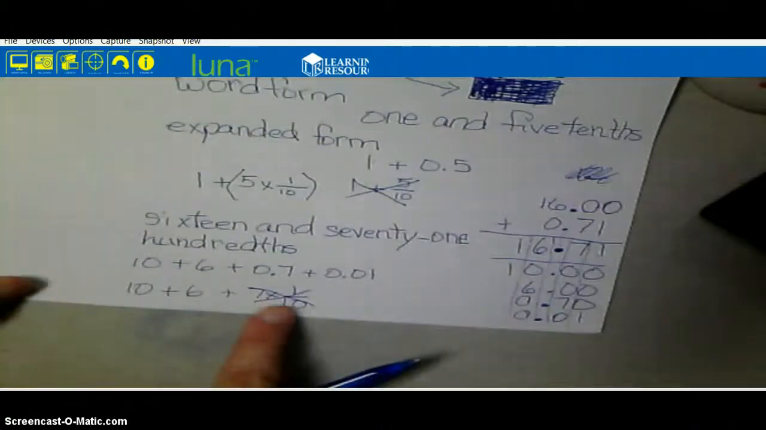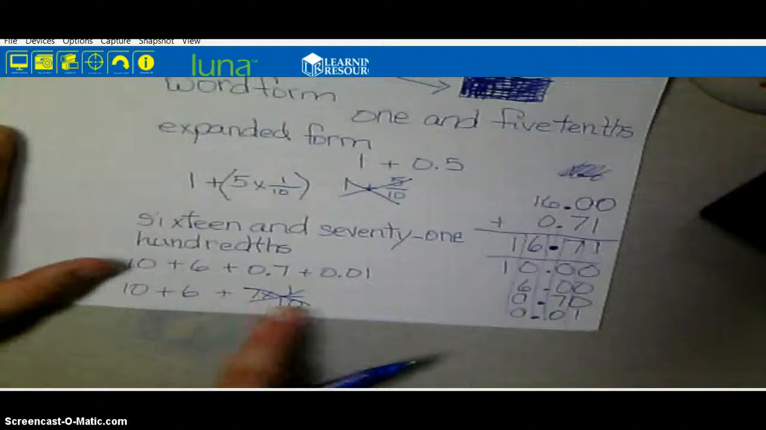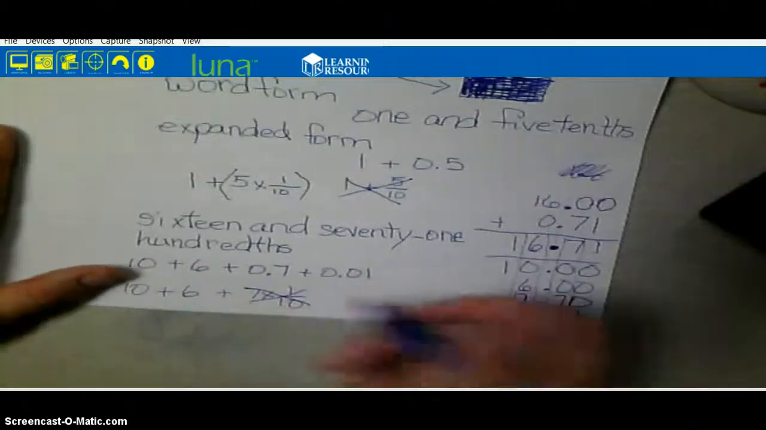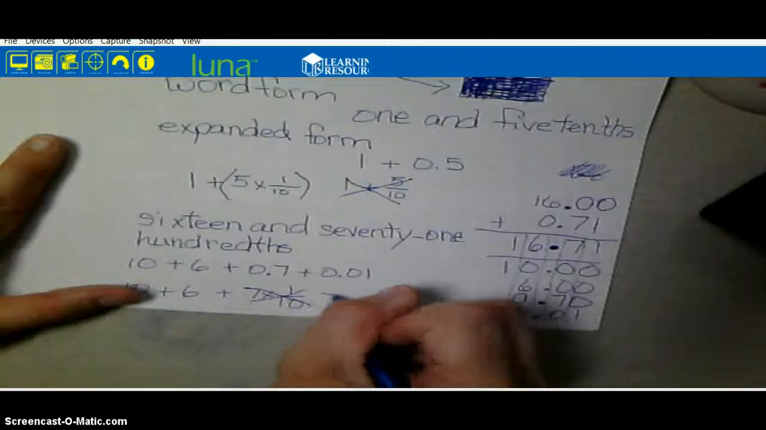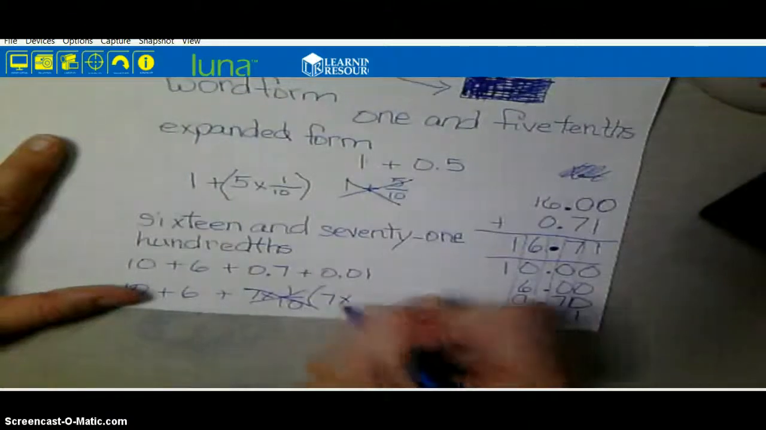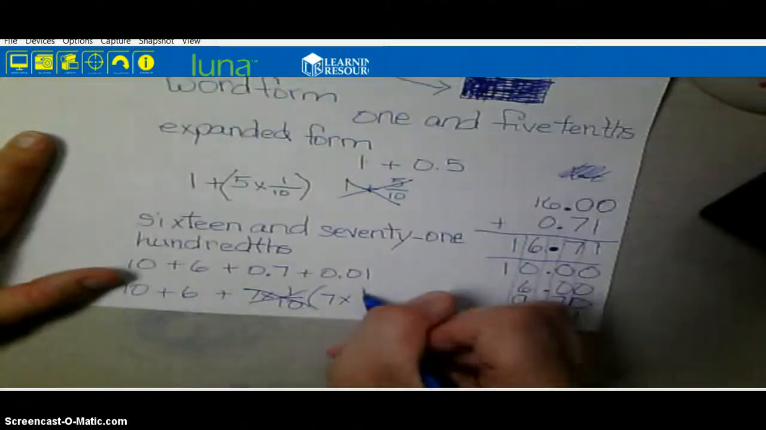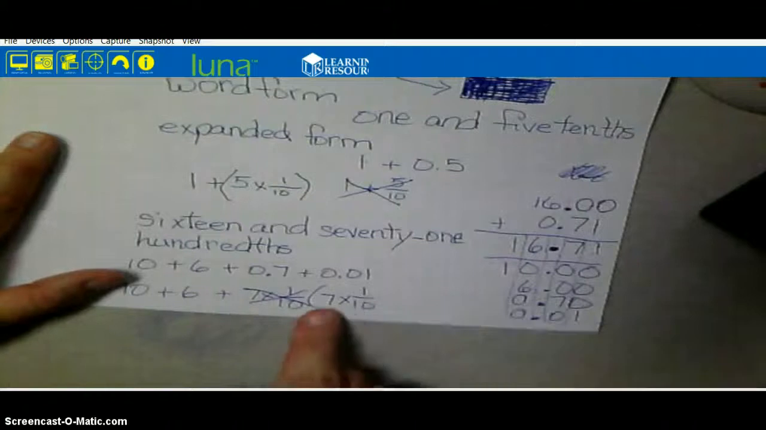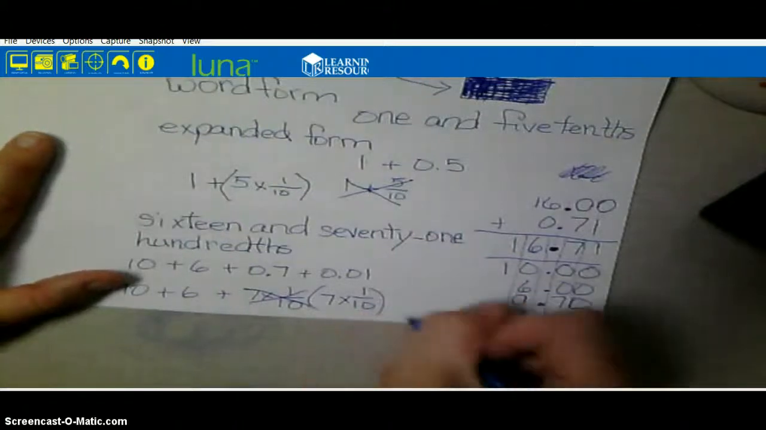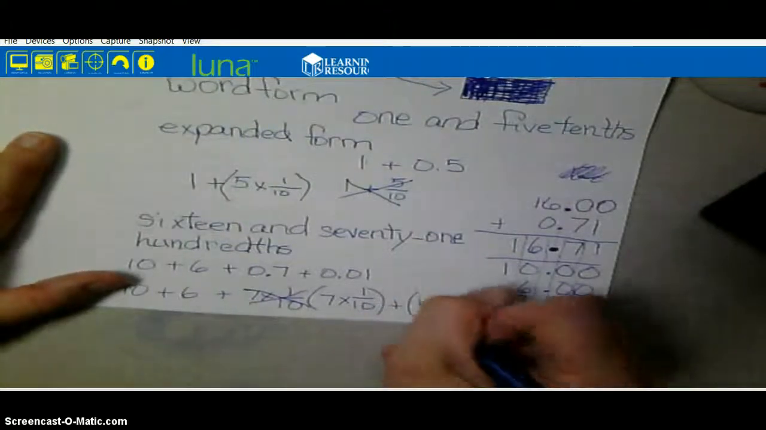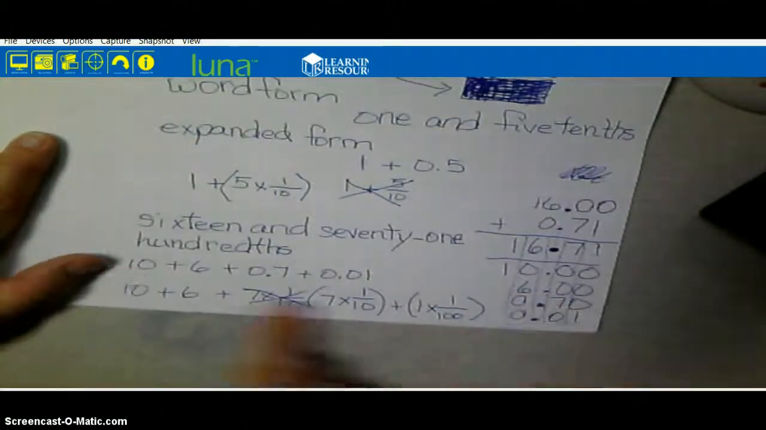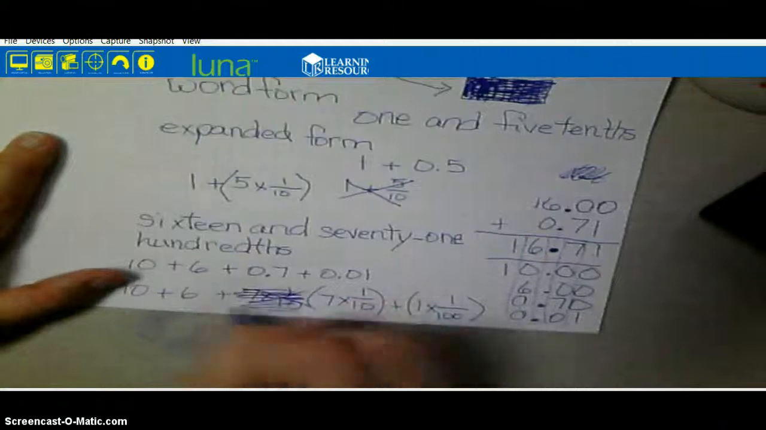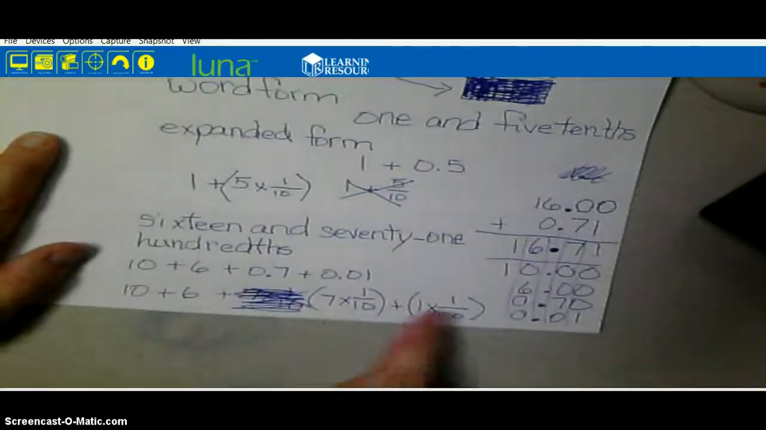Now, I started to show you that again, but remember, we can't do it that way. So it would be 10 plus 6 plus 7 times, I don't know why I erased that, that was right. Okay, 7 times 1/10 plus 1, because there's a 1 there, times 1 over 100. That would be expanded form using fractions.